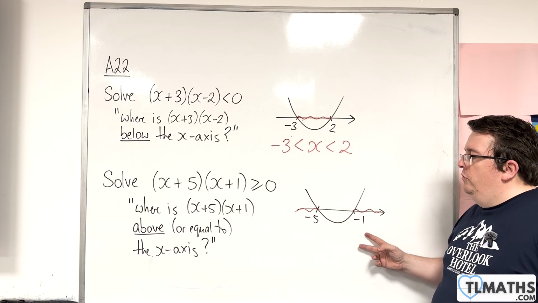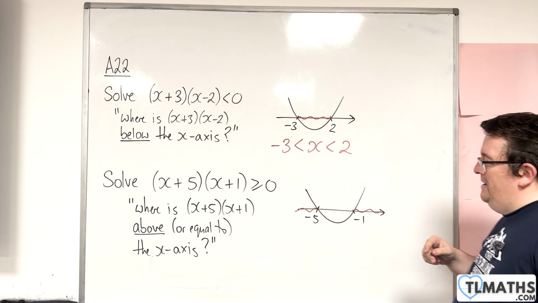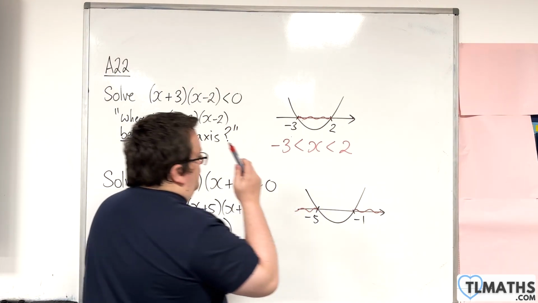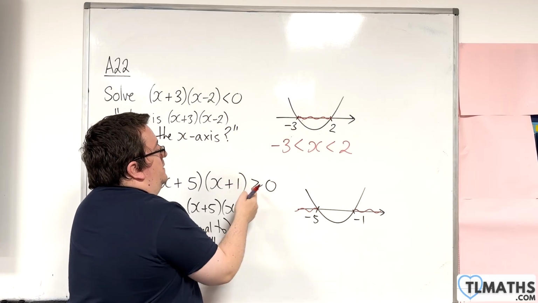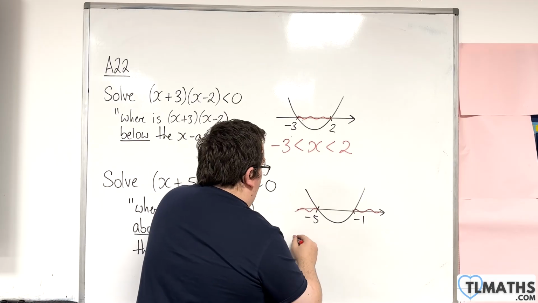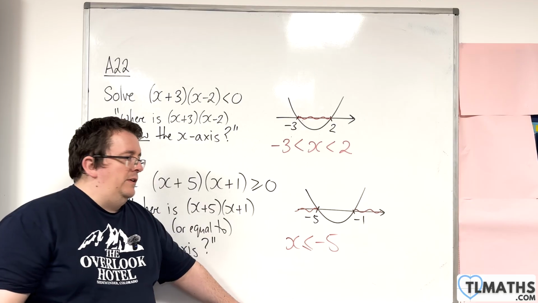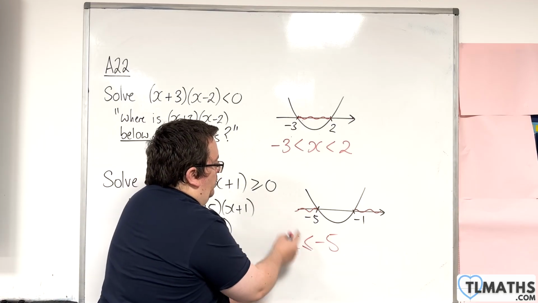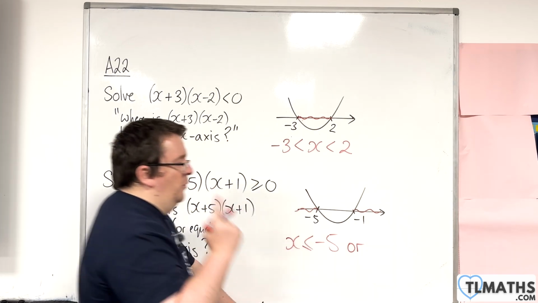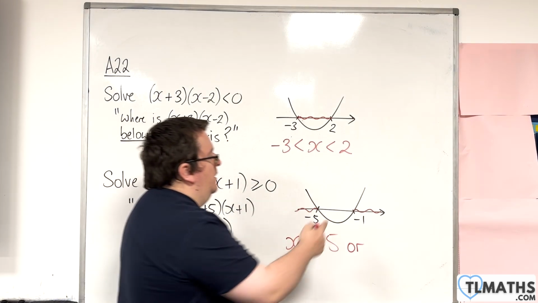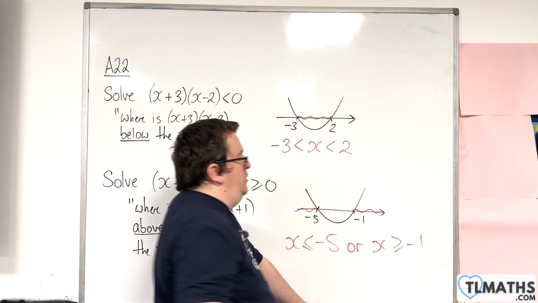So there are two regions, which means that there are two inequalities, okay? And the inequalities you use must match these as well. So just like that matches that, this matches this. So x must be less than or equal to -5. Okay, so that region's left. Notice how equals equals, okay? Or, and or is the important word there, x is greater than or equal to -1. So for that region there.